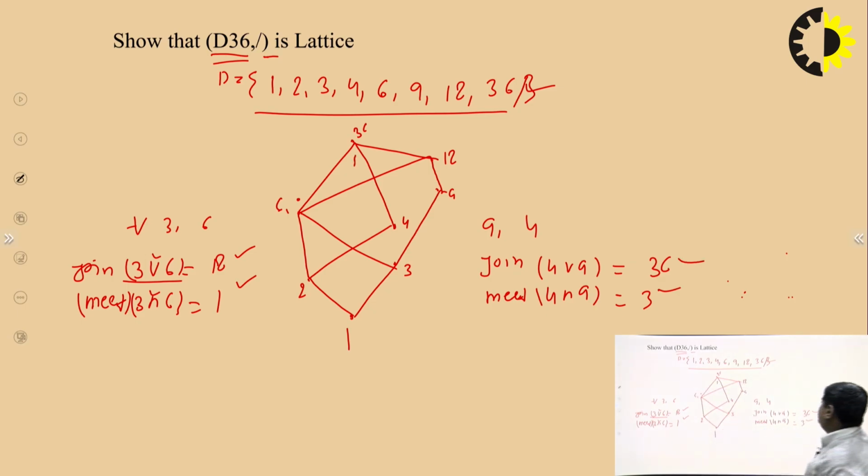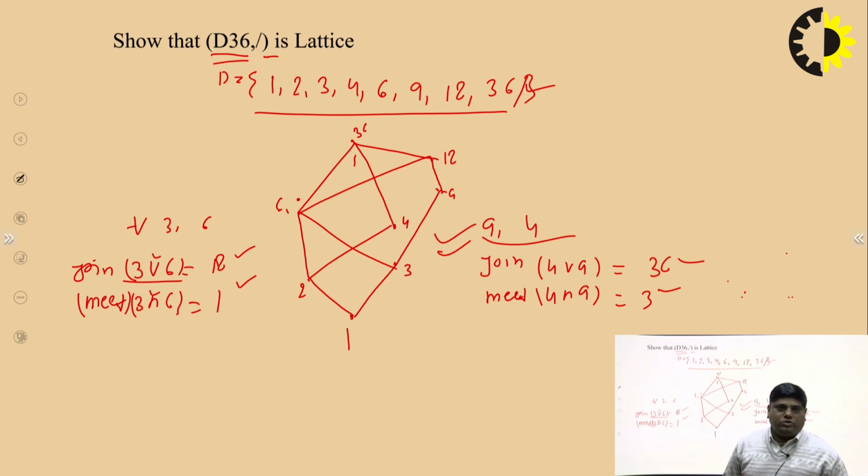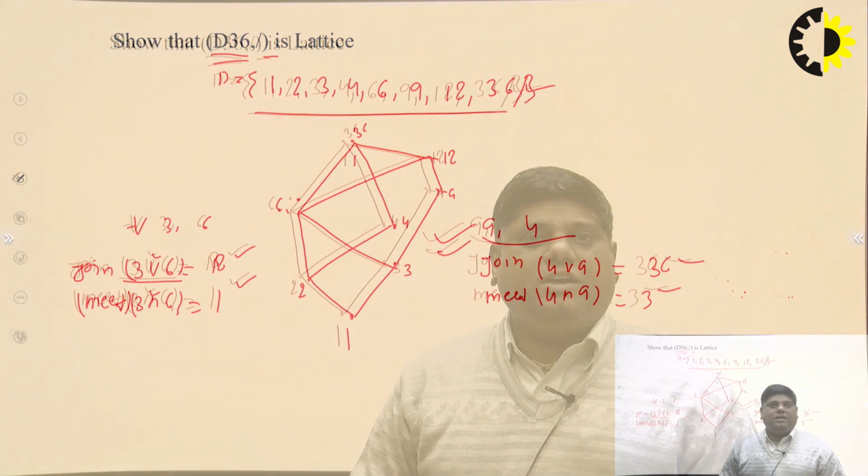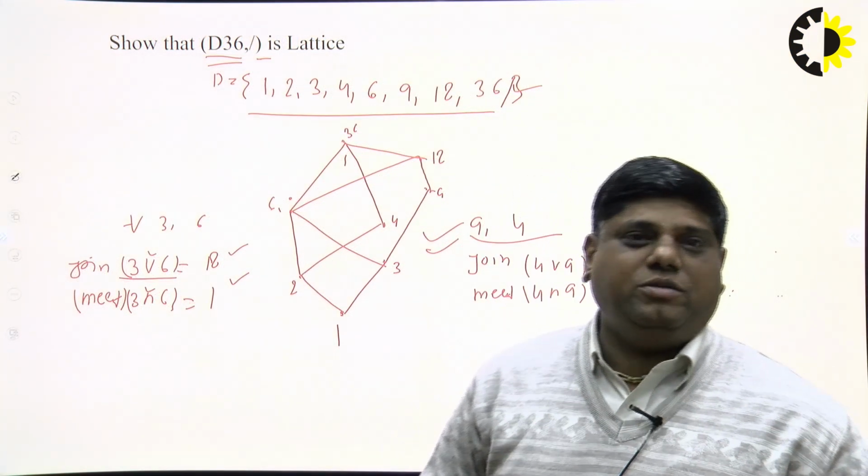It means for these two pairs of elements, the join and meet are contained. So after testing these elements, we can say that this structure is known as the lattice. Thank you, students. We will meet some more interesting problems in the next lecture.